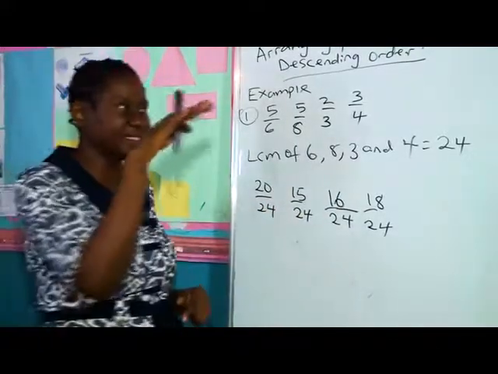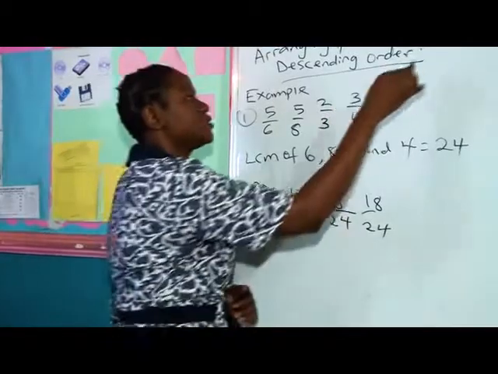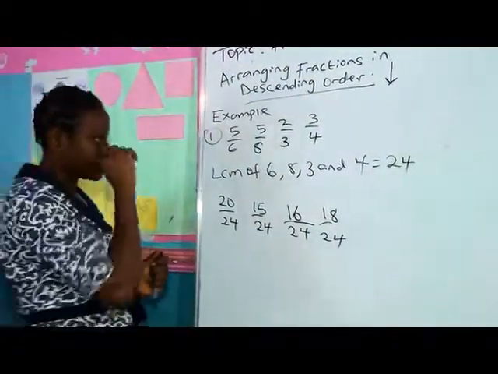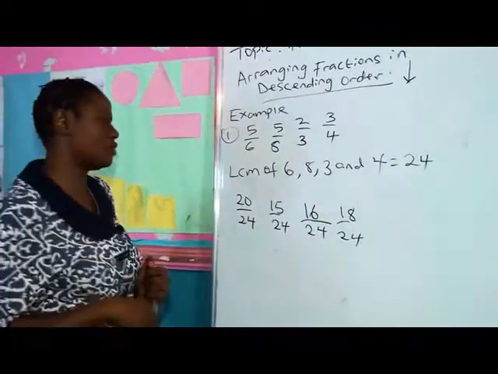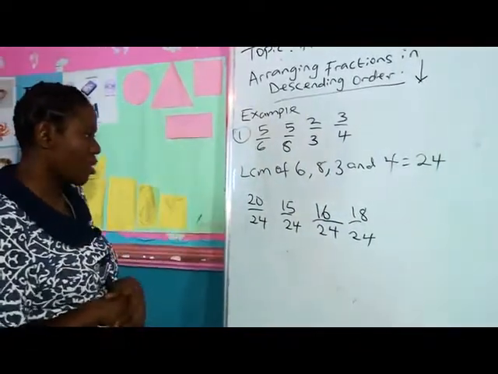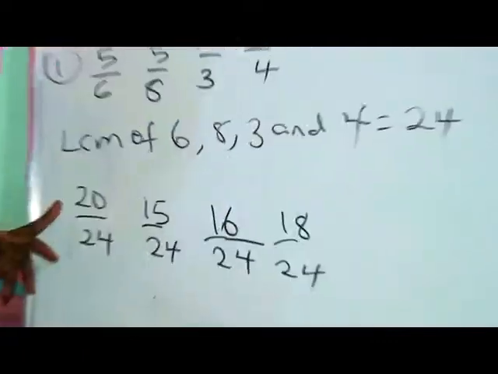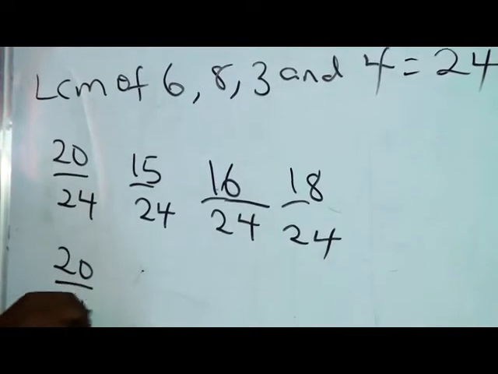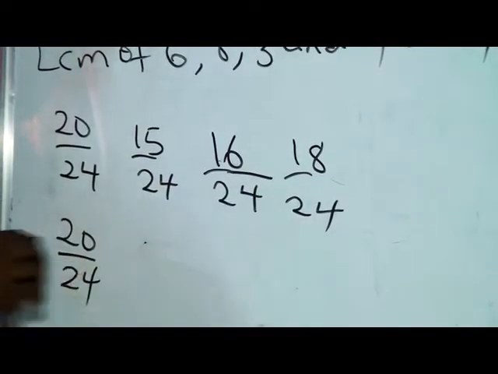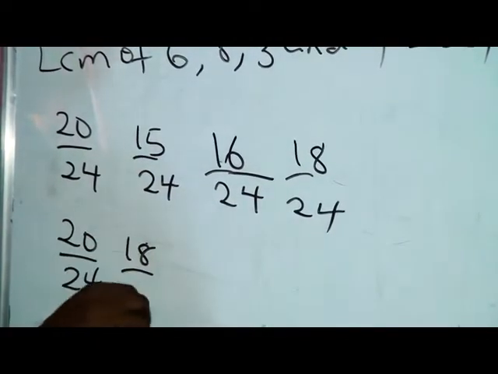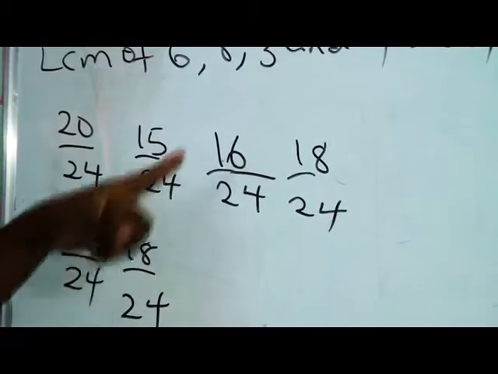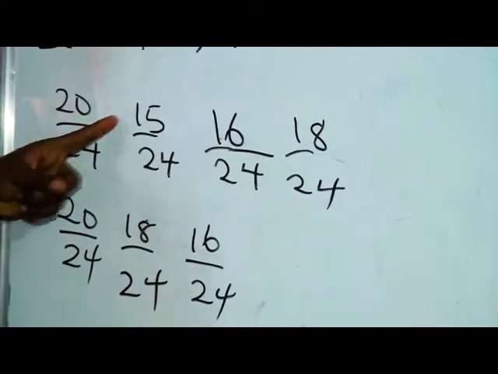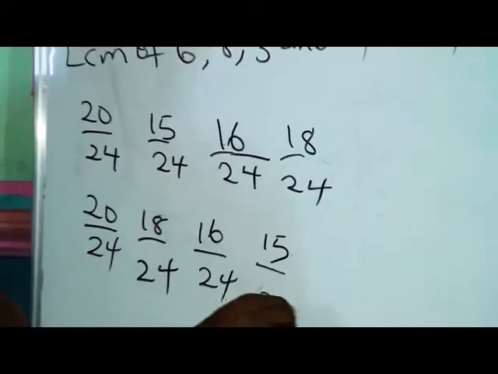Now, remember, I'm arranging in descending order. Descending order means from the highest to the lowest. Looking at this, what number is the highest? 20 over 24 is the highest. So 20 over 24 comes first, followed by 18 over 24, then 16 over 24, lastly 15 over 24.